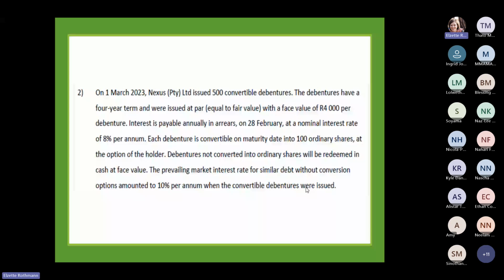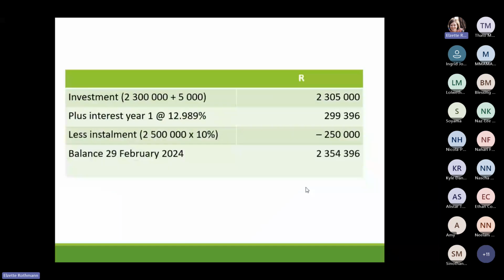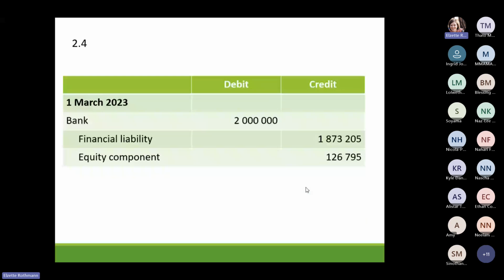On the 1st of March, when it was issued, we debit bank and then we credit, sorry, I want to go to the calculation there. Then we credit the liability component that we've just calculated, as well as the equity component that we've just calculated. Okay, so that's on the 1st of March. So that's when they issued the debentures. So we debit bank. We credit the financial liability and we credit the equity component.